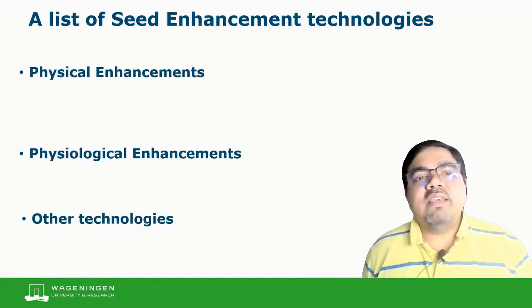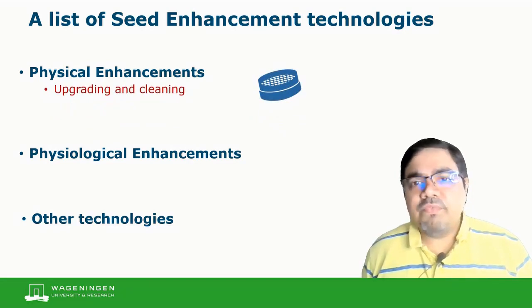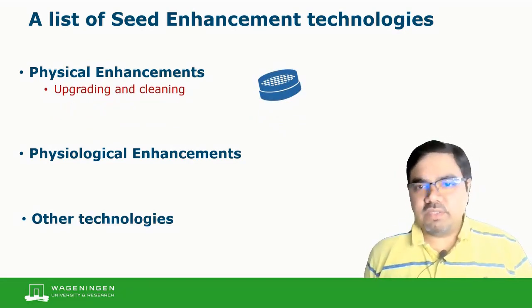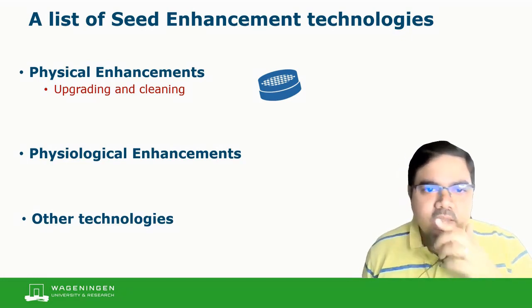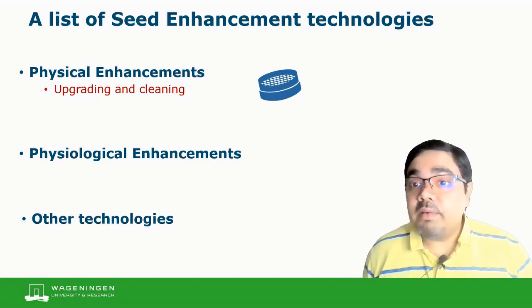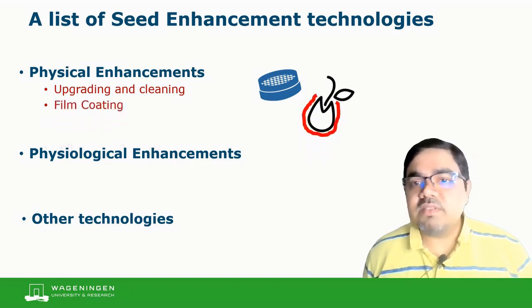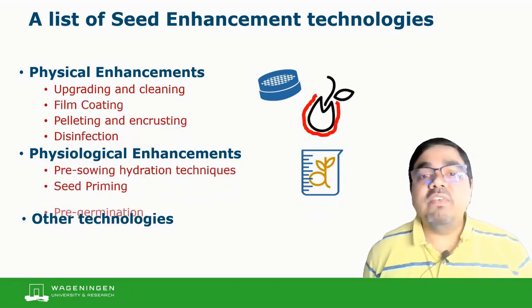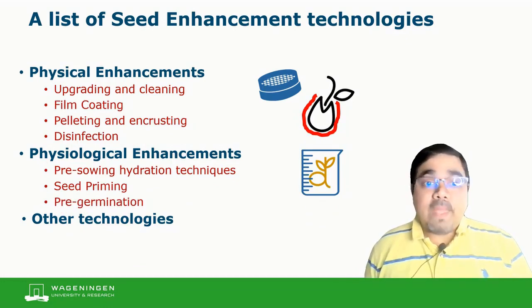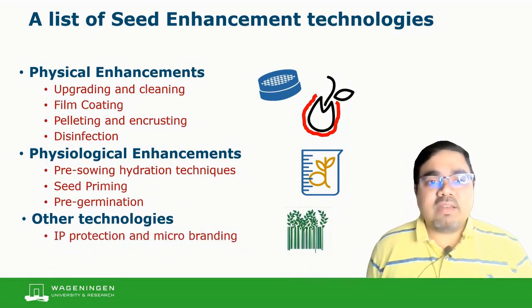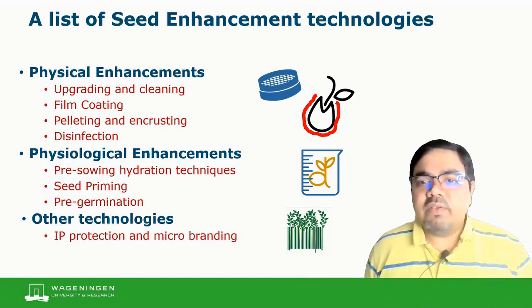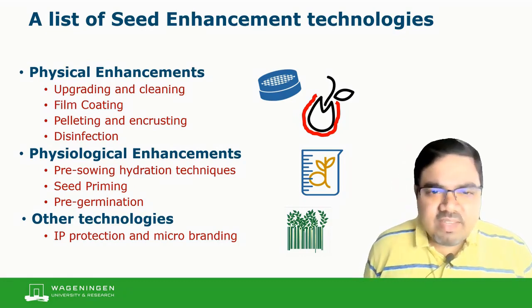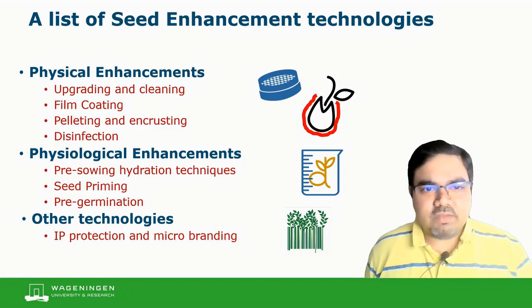Broadly, we can classify them as physical enhancements, physiological enhancements, and miscellaneous other technologies. Upgrading and cleaning, film coating, pelleting and encrusting, disinfection are the physical enhancements in which all measures are limited to the seed surface. Seed priming, pre-sowing hydration, and pre-germination technologies are the treatments that alter the seed physiology to invigorate the seeds. And there are many other technologies which can be classed under miscellaneous, which aid in different kinds of utilities like detecting fake seeds, protecting intellectual properties, and so many others.